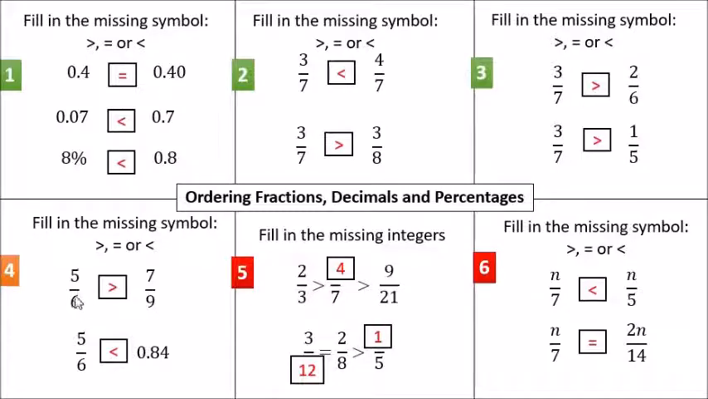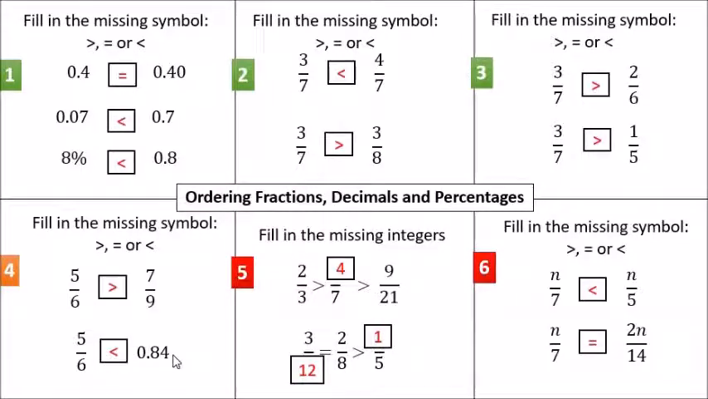We need to multiply this denominator by 3 to get 18, so 5 3s are 15, 6 3s are 18, so 15 18ths. And we need to multiply the numerator and denominator here by 2 to make 18ths, so 14 over 18. 15 18ths is clearly bigger than 14 18ths.